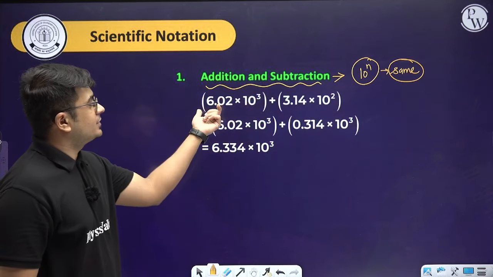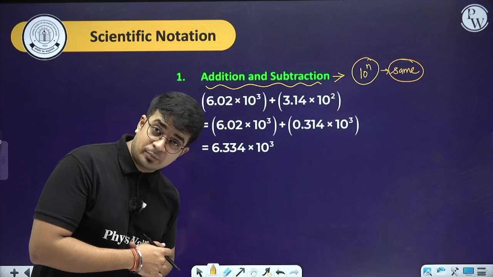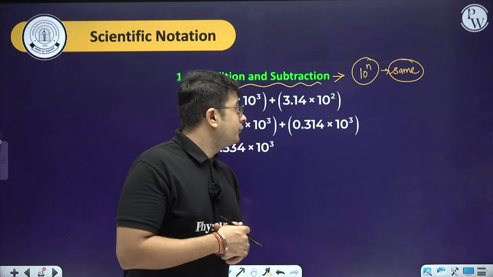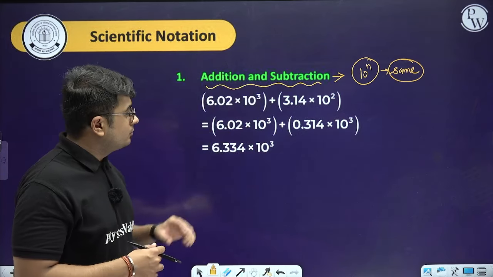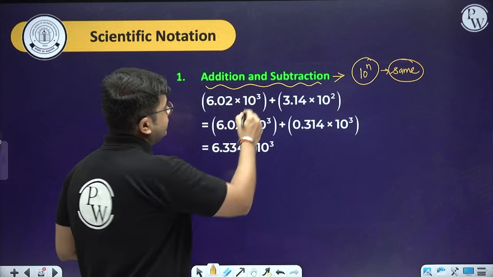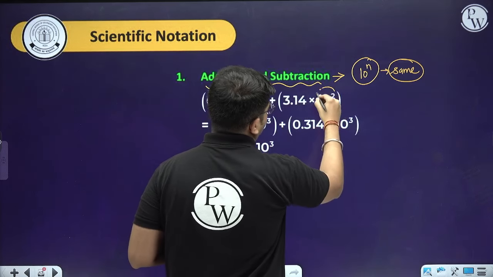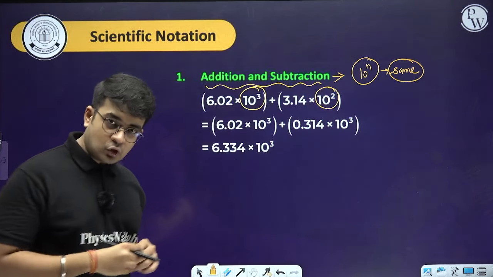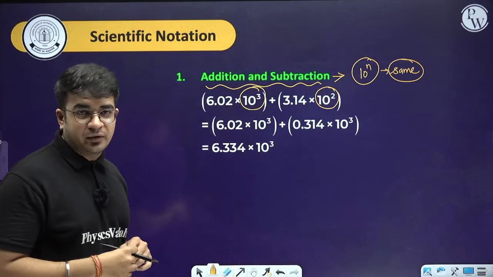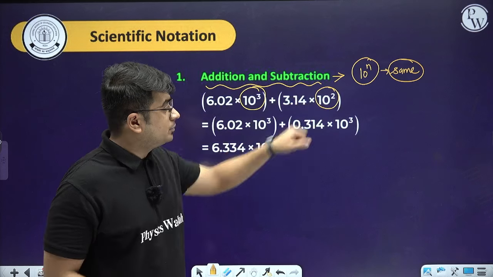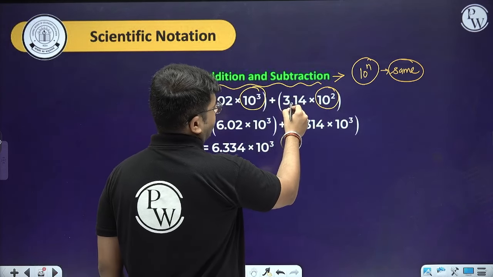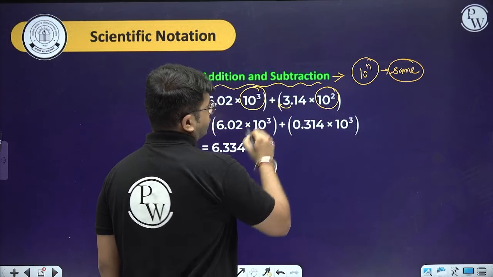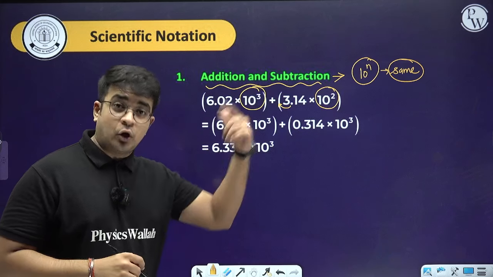So let's say I have 6.02 multiplied by 10 raised to the power 3 and I am adding 3.14 multiplied by 10 raised to the power 2. I cannot do this. I have to make sure that these components have the same value. This is 10 raised to the power 3, so I have to convert this entire part into 10 raised to the power 3. It means I have to move this decimal to this place so that I can have a positive exponent.